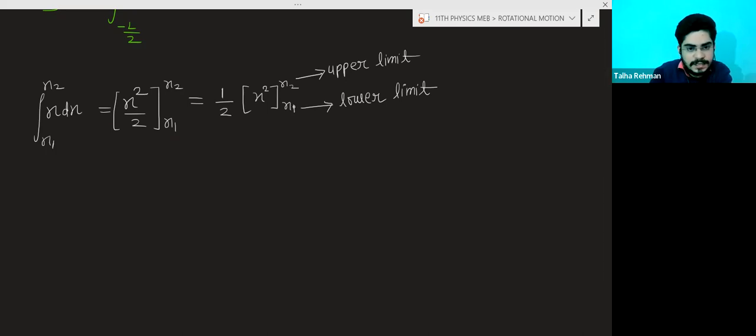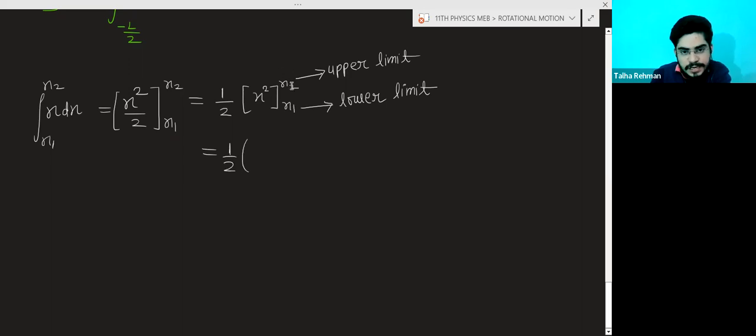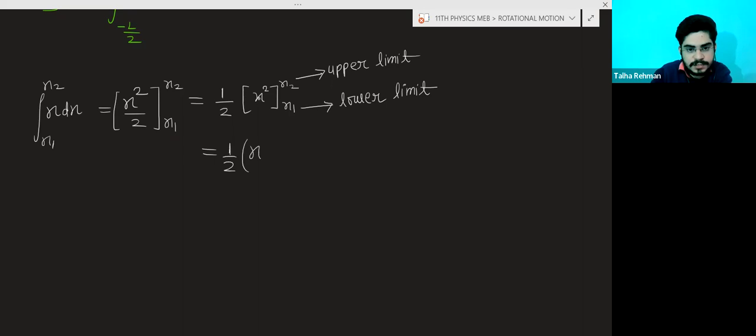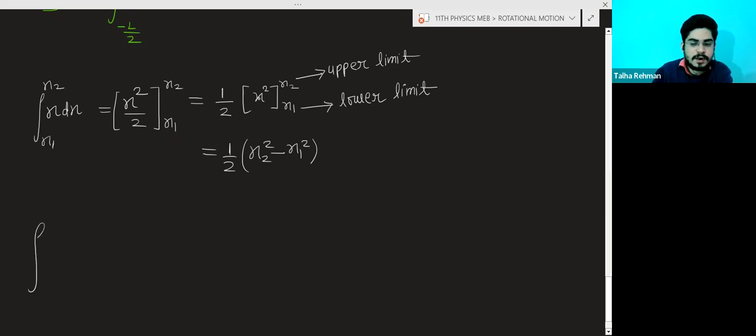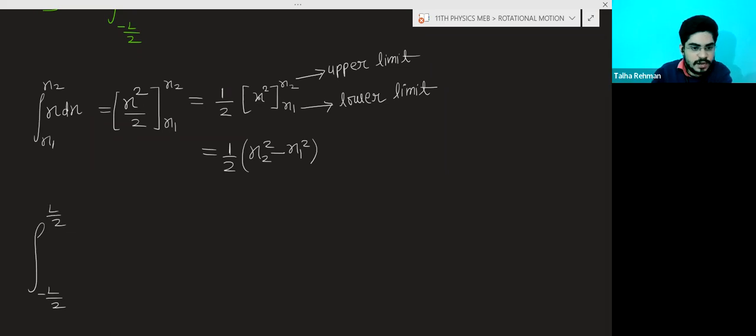Now you can just apply the limit. Half is there. How to apply the limit? Put the value of x2 in x square first, so it will become x2 square minus x1 square. This will be the answer. For example, if it is written minus L by 2 to L by 2, and you have x square into dx.